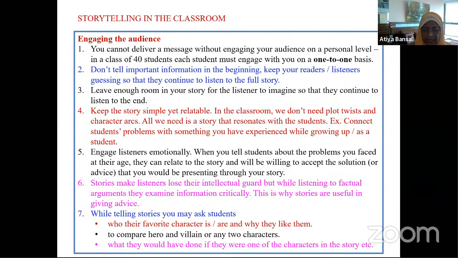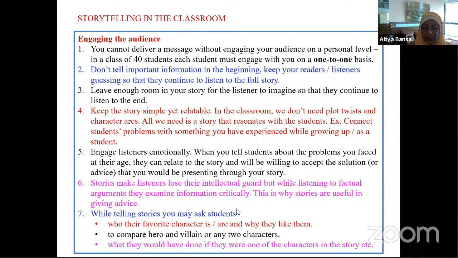If, as teachers, we give simple advice or instruction, nobody is bothered. They don't even remember what you told them. But when it is done through a story, they may be willing to accept the solution. Stories make listeners lose their intellectual guard.